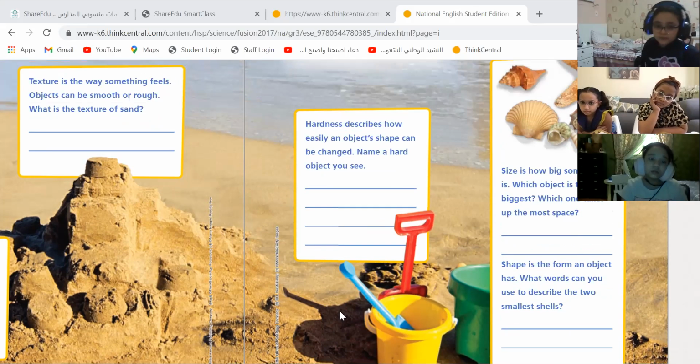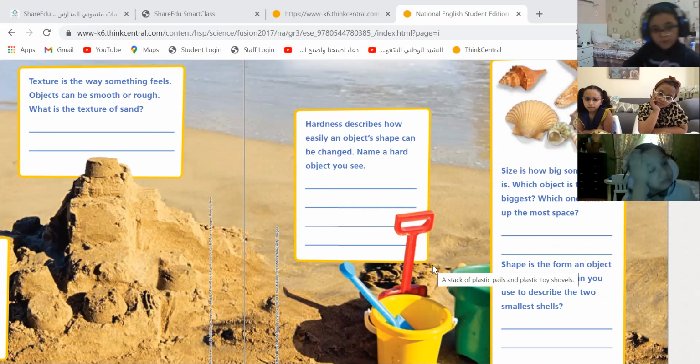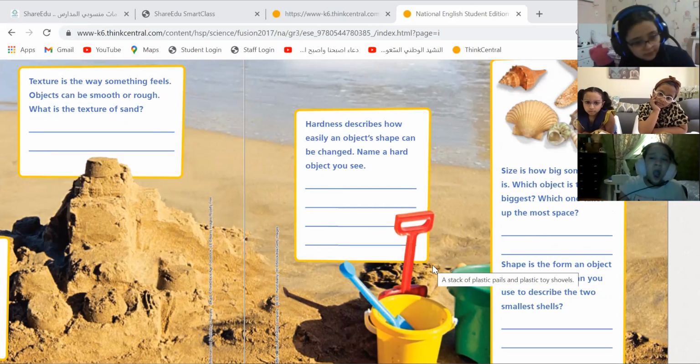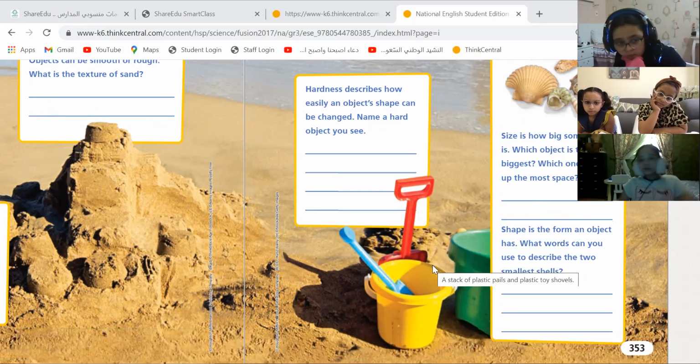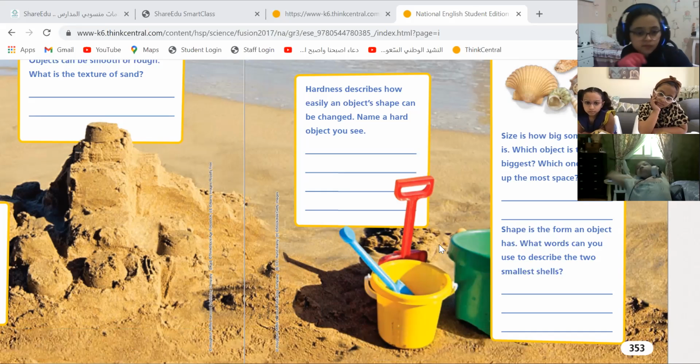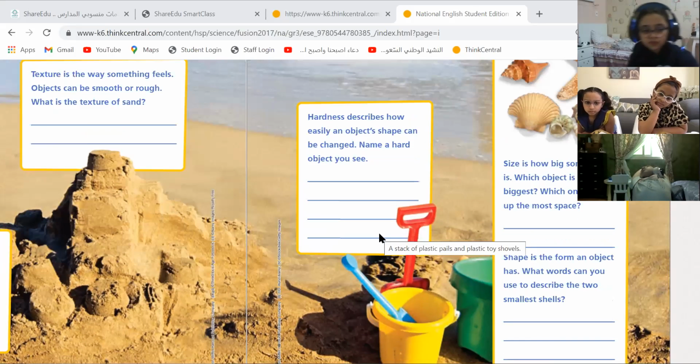Now take a look at this bucket. Come on, guys. The bucket is hard. Name other hard objects that you can see. Okay, the bucket is hard. Name something else hard you can see.